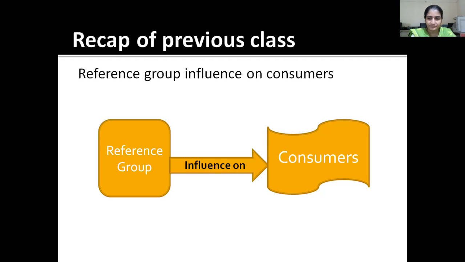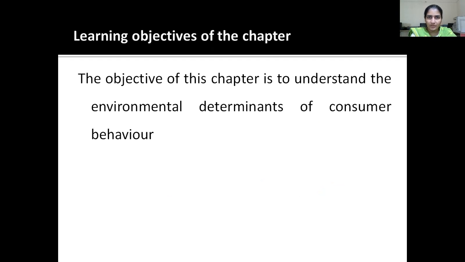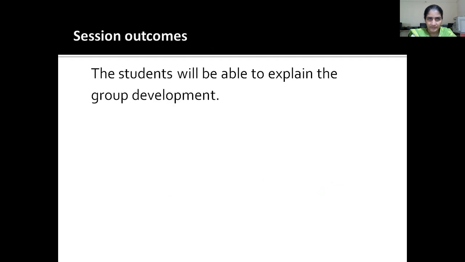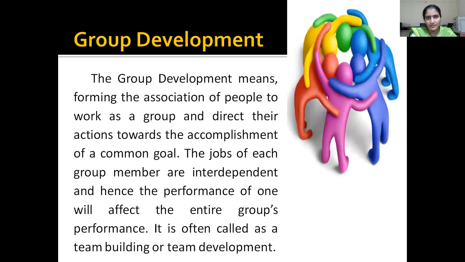behavior decision. Now, the objective of this chapter is to understand the environmental determinants of consumer behavior. So what are the different environmental determinants which influence consumer behavior? Session outcomes: the students will be able to explain group development, how the group is being developed, and what are the different steps or stages which are part of this group development process. Now, let us exactly start the topic of today's session, that is group development stages.